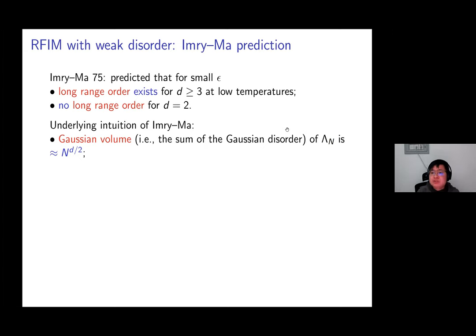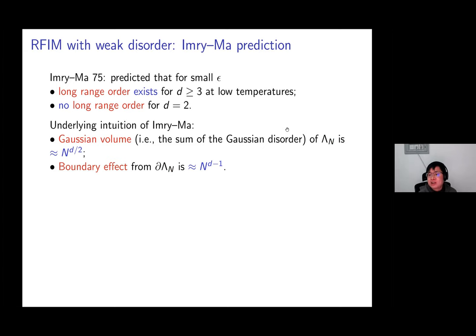They look at the Gaussian volume, that is just the sum of the Gaussian disorder in a set. So if we look at the Gaussian volume in a box, just by checking what is the standard deviation, we get that the typical order is n to the power of d over 2, okay? And then the boundary effect should be measured by the size of the boundary, that's n to the power of d minus 1.